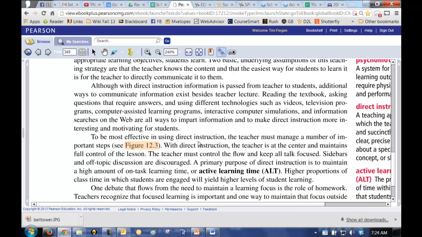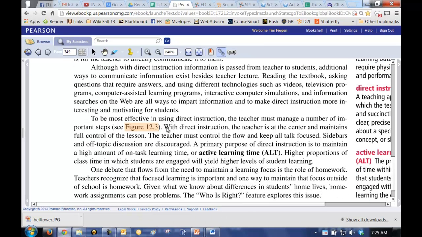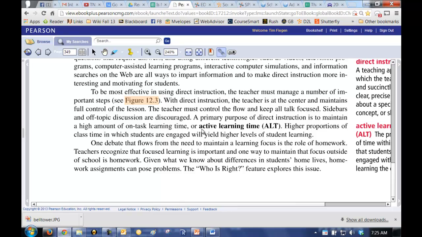So here the teacher controls the flow and the message and the time, and really is to maximize what we call active learning time, and you can put that in your note also. Active learning time is supposed to be at a greater level in direct instruction because the teacher takes the time to deliver the information.